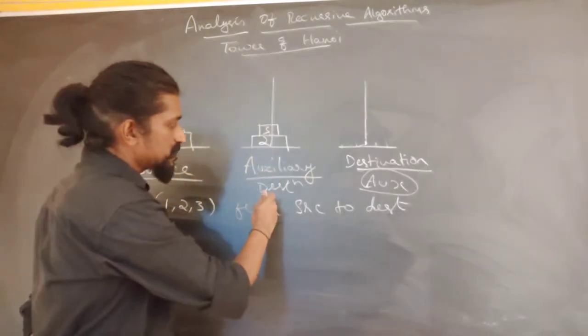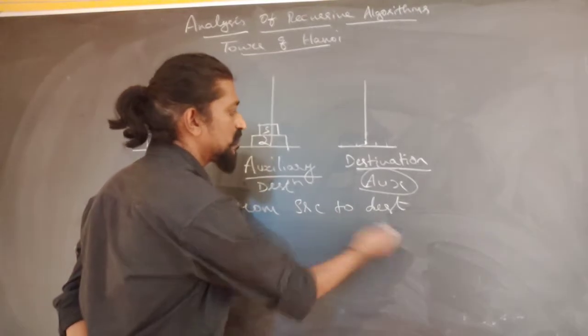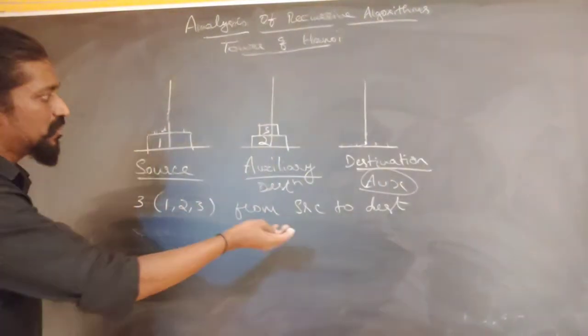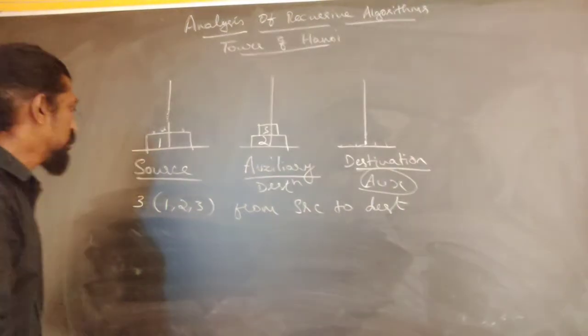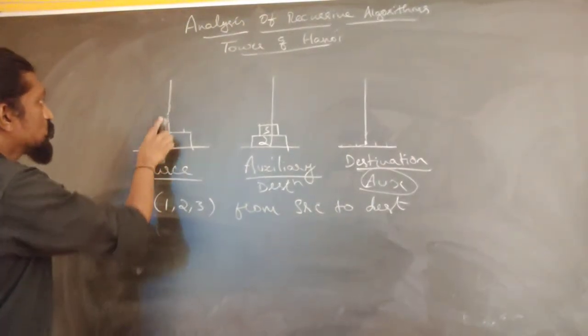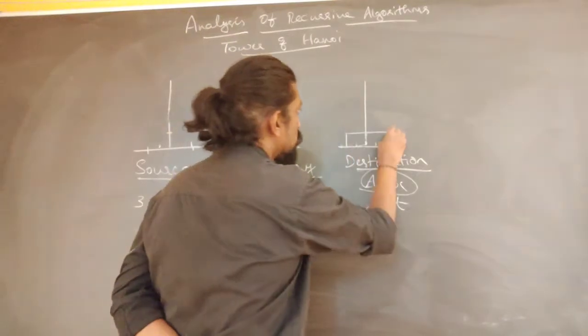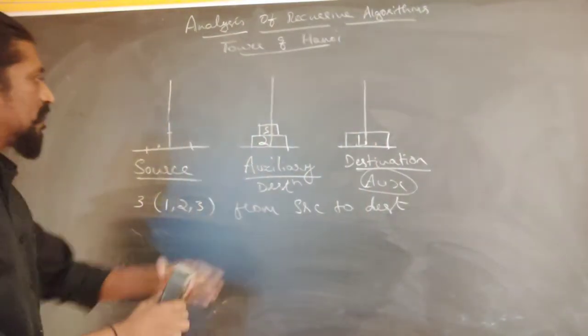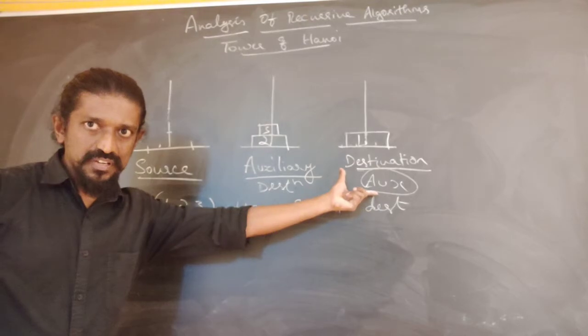Once this becomes the destination, the destination keeps toggling between these two. If this becomes the destination, that becomes the auxiliary. If that becomes the destination, this becomes the auxiliary. Now the one disk which is present at the source can be directly moved to the destination. So that is what we are doing here.